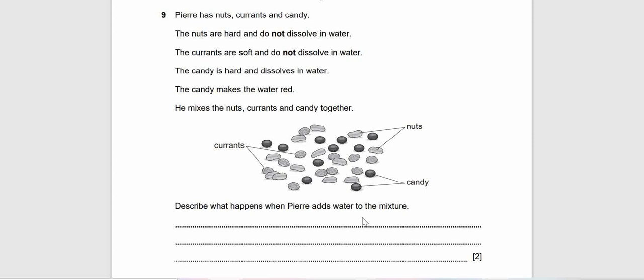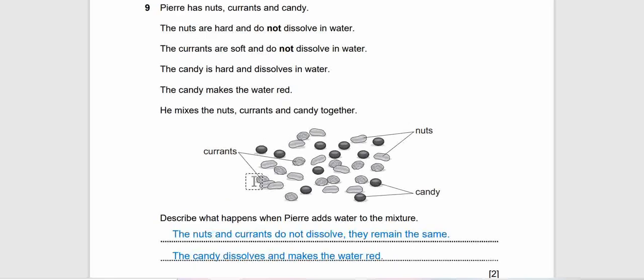10 seconds from now. Okay, let's open up the answer, guys. Alright, so the nuts and currants do not dissolve because it says they do not dissolve in water. They remain the same, while the candy dissolves and makes the water red. That will be the answer for this question.